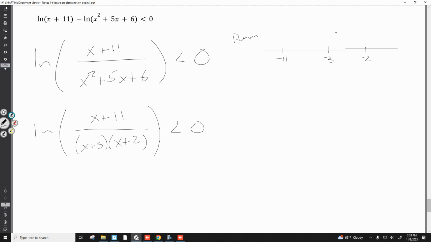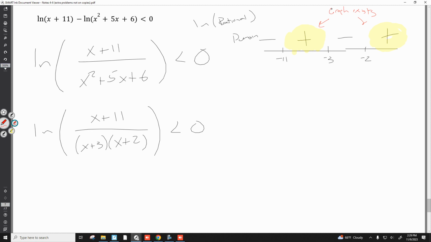I can do a sign analysis to figure out the sign of my rational function. This is the domain. This is like an analysis of my rational inside the log. What this is telling me is that the graph of ln(x + 11) minus ln(x² + 5x + 6) only exists for these values. These are the only values where we will see graphs. Cool. But this is not the answer I'm looking for.